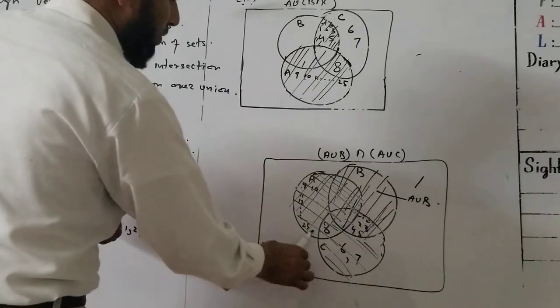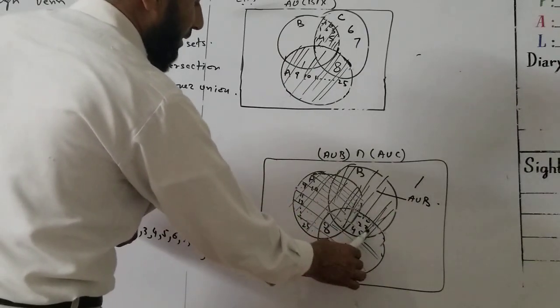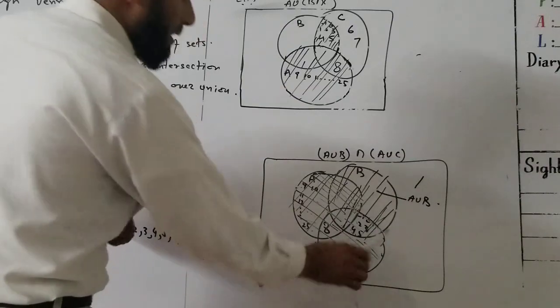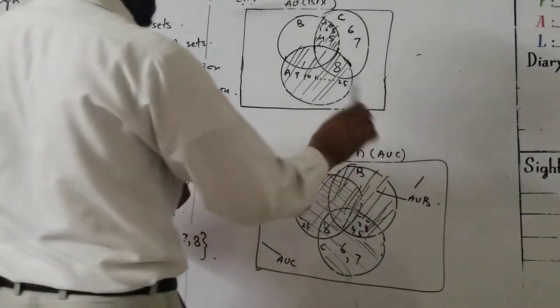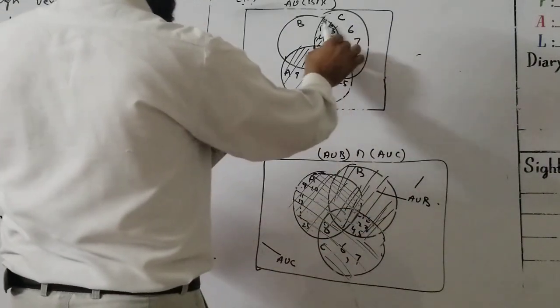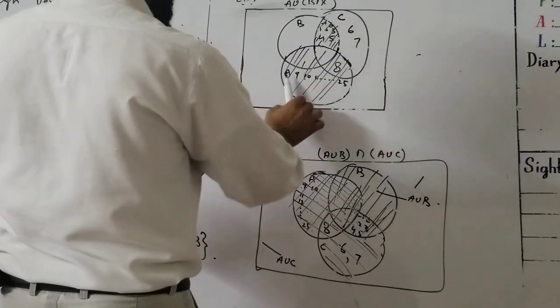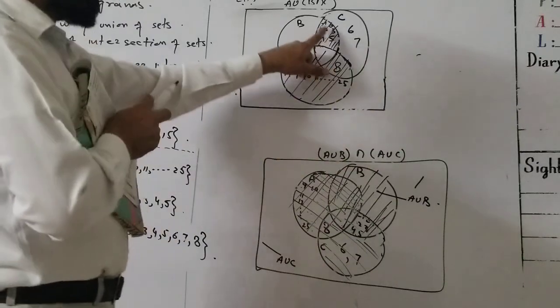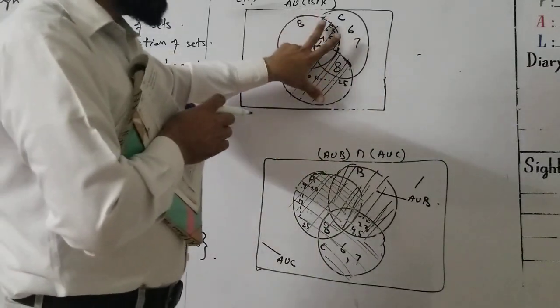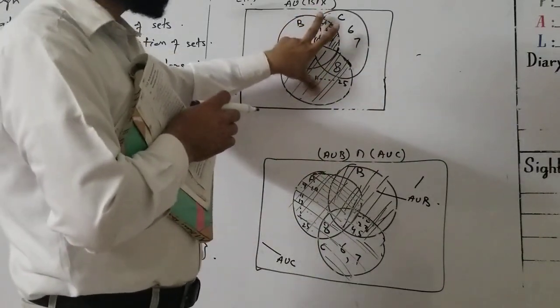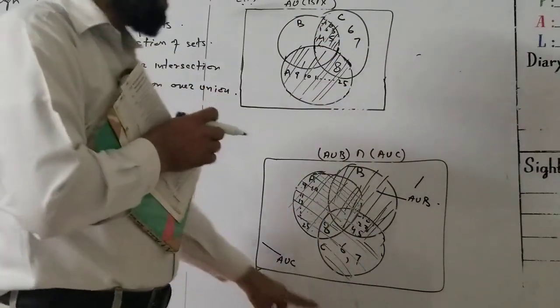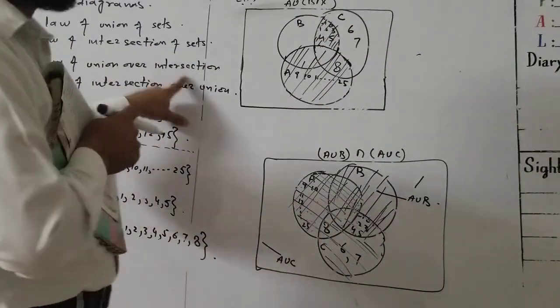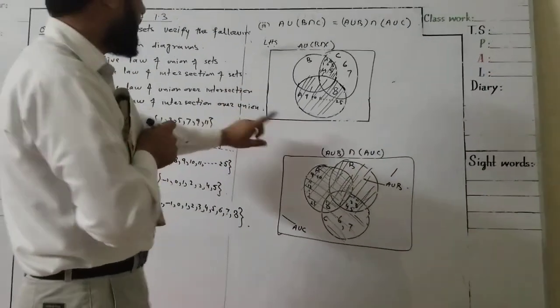10, 11, 12 up to 25, minus 1, 0, 1, 2, 3, 4, 5, excluding 6, 7. 6 and 7 are excluded, here also 6 and 7 are excluded: minus 1, 0, 1, 2, 3, 4, 5, 8, and 9, 10, 11 up to 25, here also 8 is included. In both the cases, the area is represented by the same numbers, so the left hand side is equal to the right hand side, hence the distributive property of union over intersection is verified through Venn diagram.